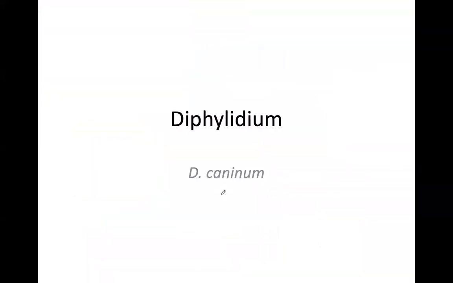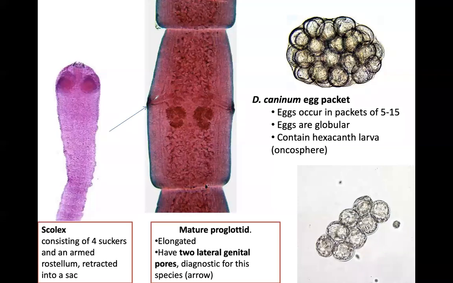Now, D. caninum. This is Dipylidium caninum, which is typical for dogs, and they have eggs that are laid in packets of 5 to 15 eggs or more. And this is a typical feature for the caninum eggs. These are the only ones, I think, that lay their eggs in packets.